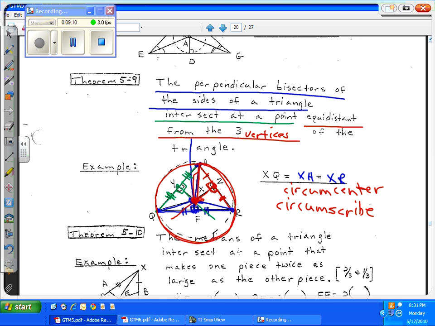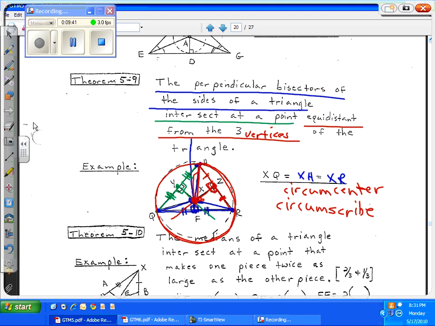So the perpendicular bisectors of the sides of a triangle intersect at a point that is equidistant from the three vertices of the triangle, or they are concurrent at a point equidistant from the three vertices. That point of concurrency is known as the circumcenter. If you use that and one of those distances as the radius, then we could circumscribe a circle about a triangle. Okay?